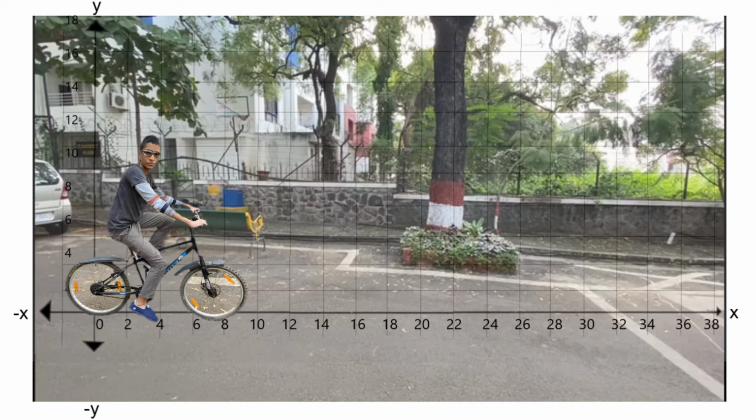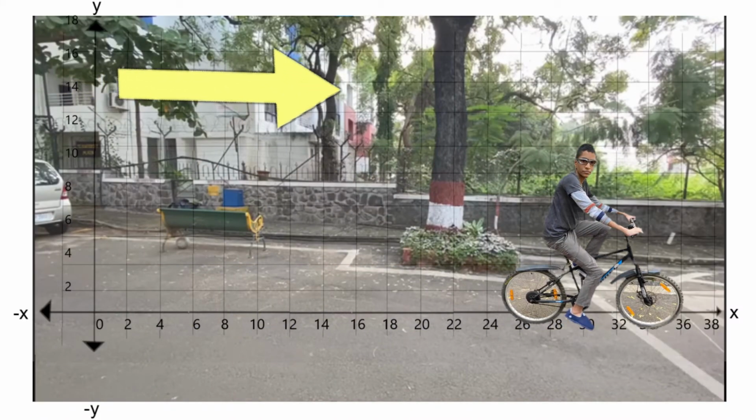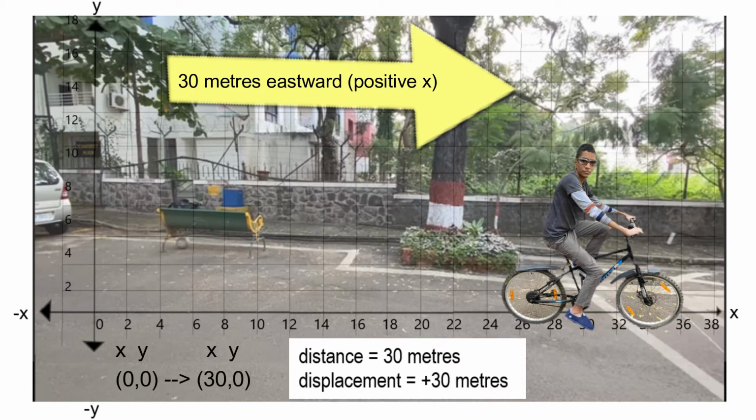We can calculate the displacement of a moving object using this formula. Displacement equals final position minus initial position, or delta x equals xf minus xi. This is the very first equation of this series. So, Jonathan moved 30 meters eastward. He traveled in the positive direction by 30 meters, and so his distance and displacement was plus 30. His coordinates went from 0, 0 to 30, 0.